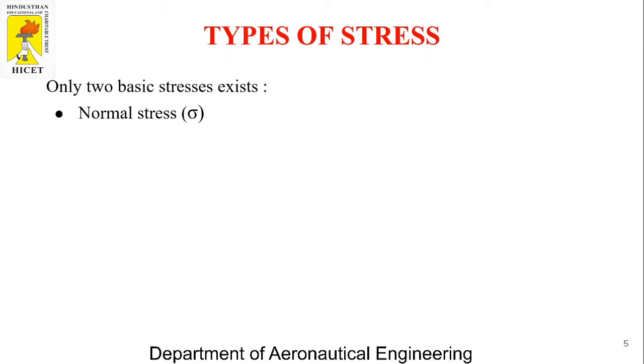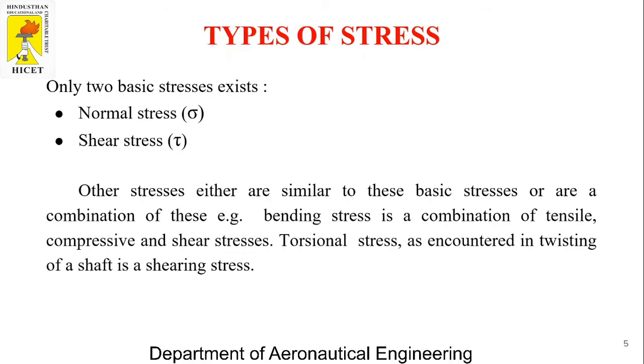The next is types of stresses. Only two basic stresses exist. The first one is normal stress sigma and the second one is shear stress tau. The other stresses are either similar to these basic stresses or a combination of these. For example, bending stress is a combination of tensile, compressive and shear stress, and torsional stress as encountered in twisting of a shaft is a shearing stress.